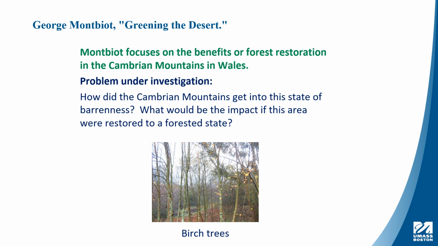In this chapter, Montbiot isn't making an argument or actively trying to prove anything. He describes the mountains in their current state, and then he describes an area to which forest has been restored. He doesn't tell us what to think about these contrasting descriptions. Instead, by showing them to us, he is implying an argument or inviting us to interpret it for ourselves.